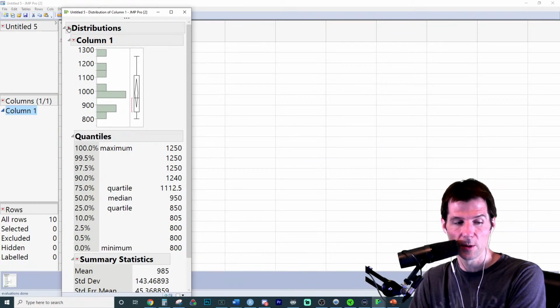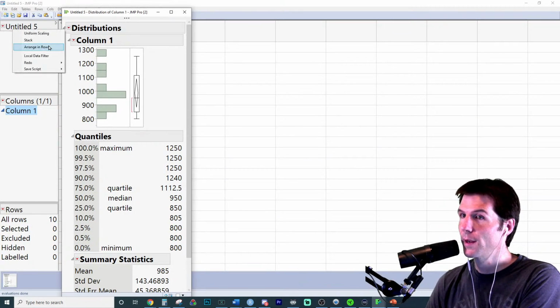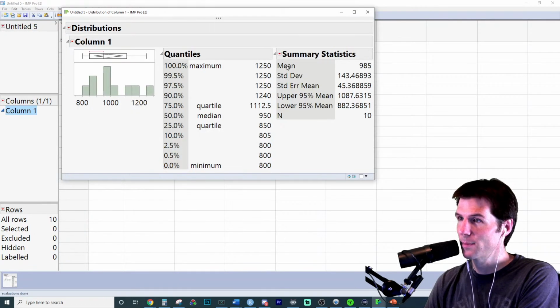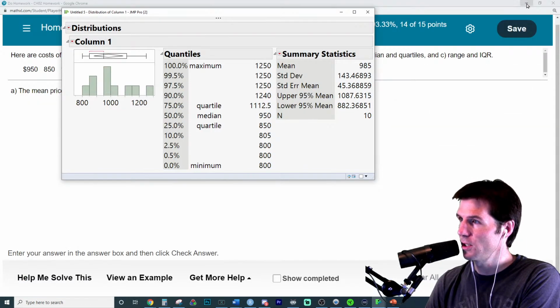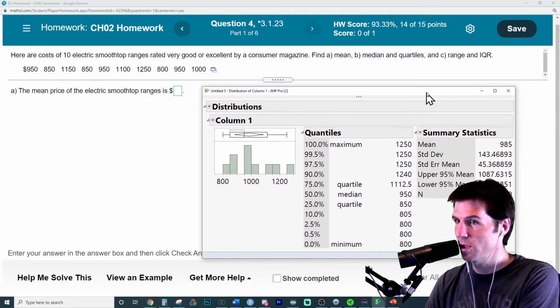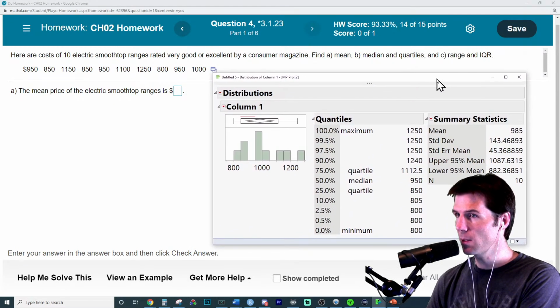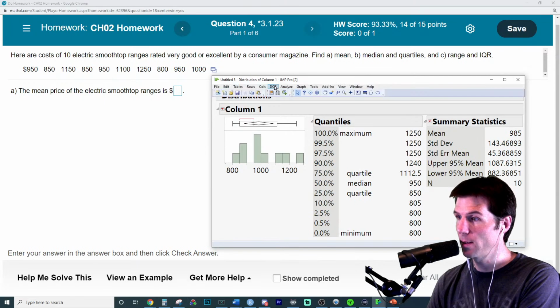We're going to go here to the red arrow and go to Stack. It just makes it look nice and pretty. And we go to Stack. And there we go. Let's check this out. So the first question asks, what is the mean? Now, to get the mean, you would have to add up all these numbers and divide by the total.